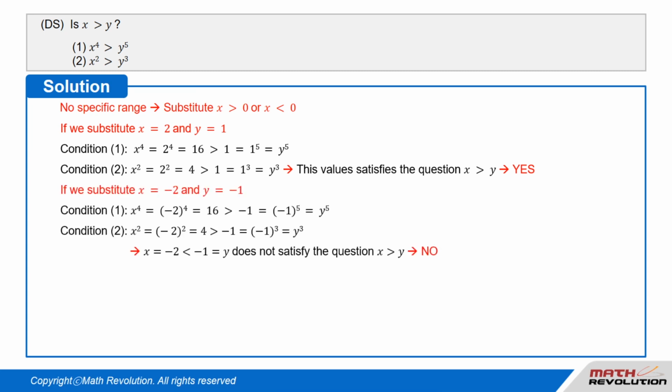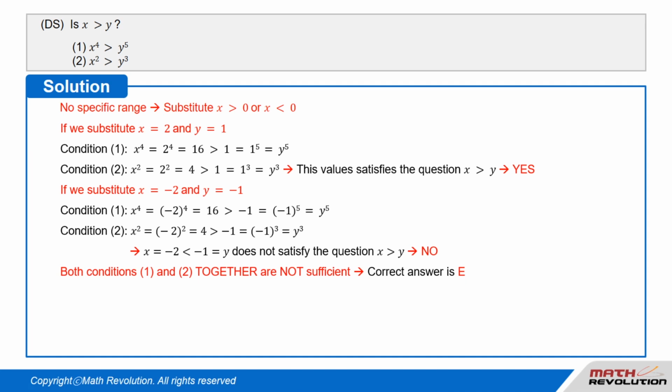However, if we substitute x equals negative 2 and y equals negative 1, we get x to the power of 4 equals negative 2 to the power of 4 equals 16 is greater than negative 1 equals negative 1 to the power of 5 equals y to the power of 5 for condition 1, and x squared equals negative 2 squared equals 4 is greater than negative 1 equals negative 1 cubed equals y cubed for condition 2. Since x equals negative 2 is less than negative 1 equals y, this does not satisfy the question. X is greater than y, no.